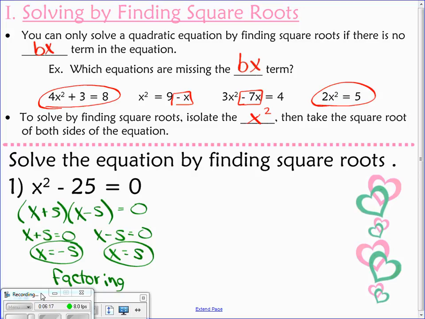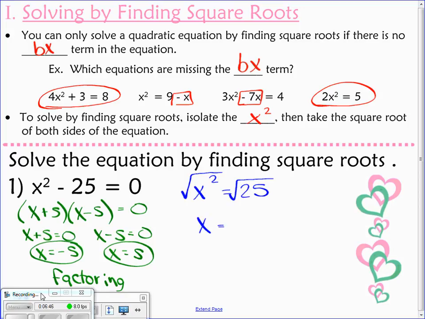All right, so let's look at this the other way. What was your step-by-step that we just talked about? You want to isolate the x squared. You'd add 25 to the other side. So x squared equals positive 25. Once the x squared is by itself, we take the square root, because the square root is what undoes a square, right? So what's the square root of x squared? That's just x.